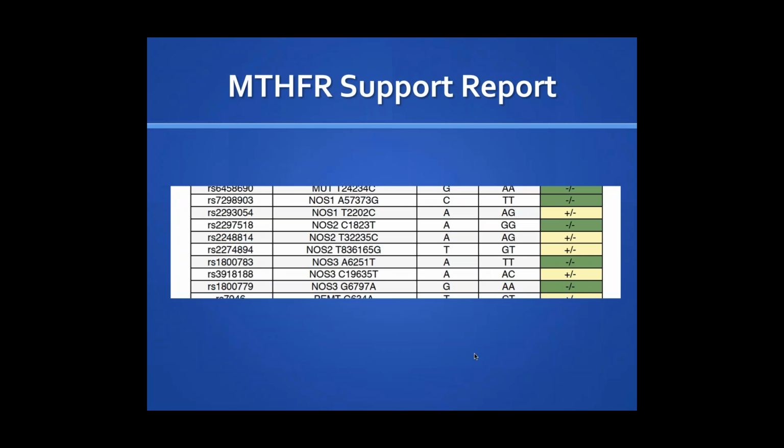Here's when we look at the MTHFR support report. Here are the nitric oxide synthase genes. When we look at the green over here, this means it's normal. That enzyme is functioning normally. When we look at a yellow, that's a heterozygous variant, and it can be reduced by about 30%. And so this person has not bad. Nitric oxide pathway looks not too bad here. Maybe a little bit of a deficiency, but pretty minor when you look at the overall total of the enzymes.